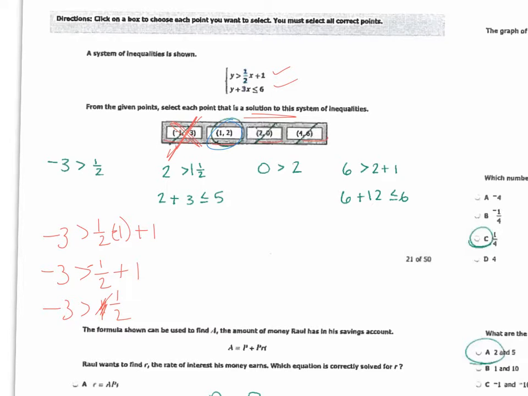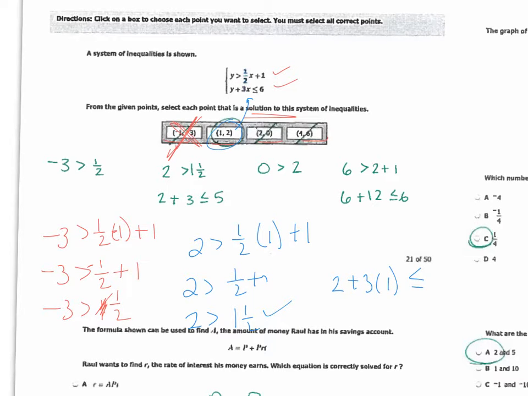So now I'm going to try 1, 2. Plug in 2. 1/2 times 1 plus 1. So 2, this is 1/2 plus 1. So 2 is greater than 1.5? Yes. So now I got to plug it into the bottom equation. So y is 2. X is 1, 6. So clean it up. Is 5 less than or equal to 6? Yes, so I circled that one.